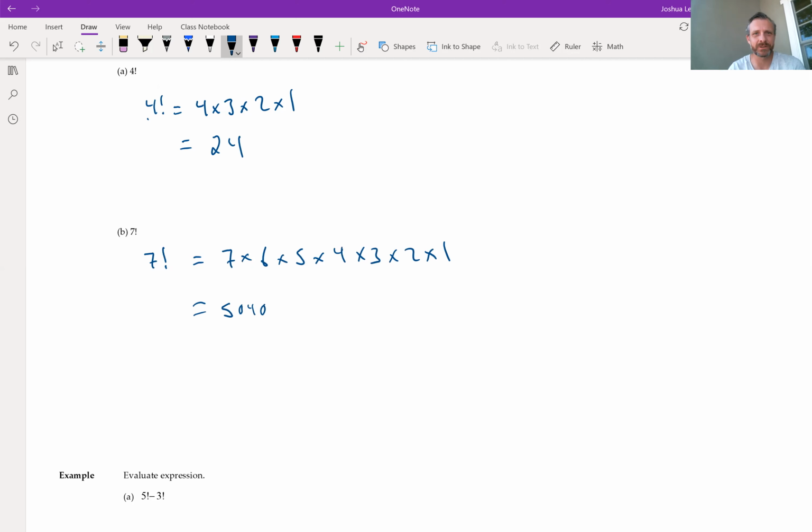So fairly self-explanatory. And to be honest, a lot of calculators, you might even find the factorial button on them. Usually it's a second function, but you'll see that exclamation point as one of your buttons. And so you would just literally type 7 and then an exclamation point, and it'll spit out 5,040.